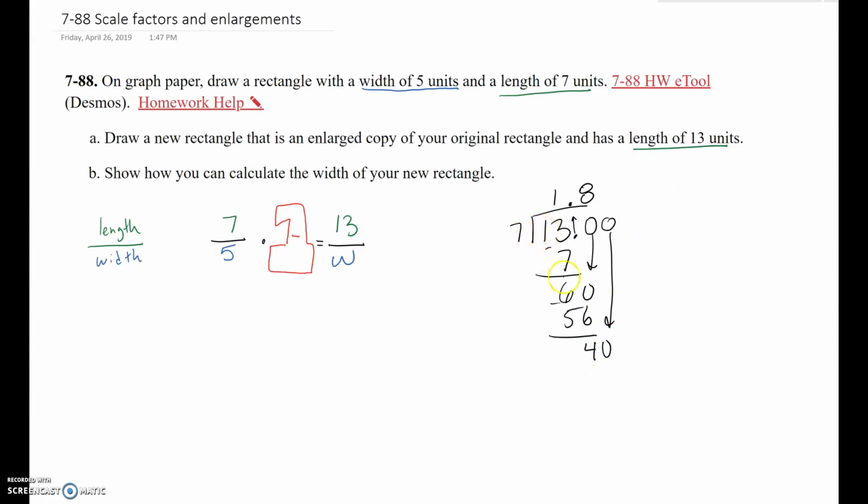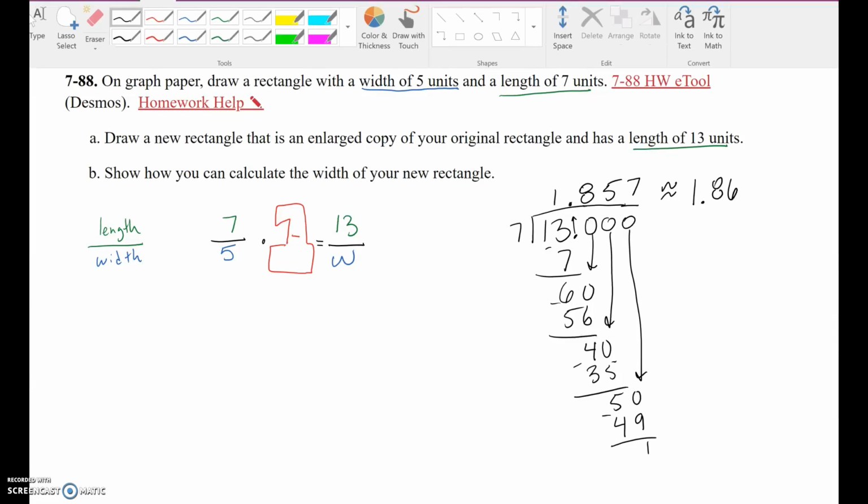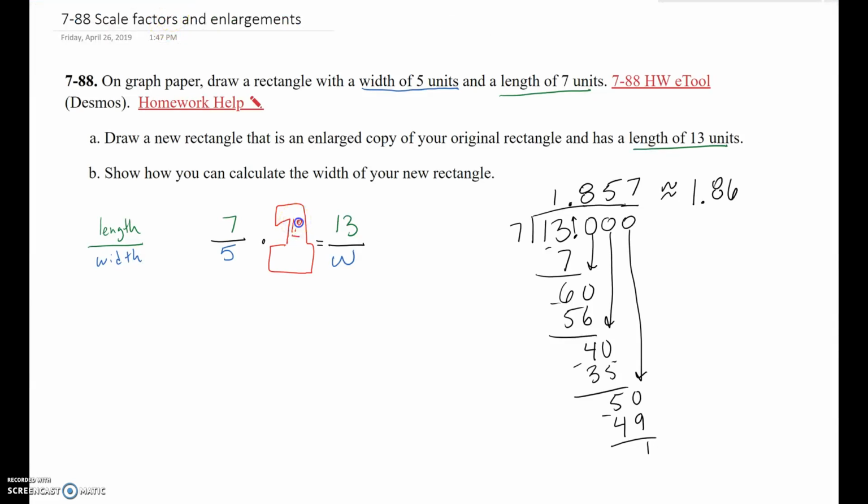Let's keep it going. Bring down another 0. So 7 goes into 40 about 5 times. 7 times 5 is 35. Subtract and we get a remainder of 5. Bring down another 0. 7 goes into 50 7 times, and 7 times 7 is 49. Remainder of 1. So that's pretty darn close right there. So what we might do is say that the scale factor is about 1 and 86 hundredths. That sounds good to me. So we're going to say that 7 times 1 and 86 hundredths is 13.